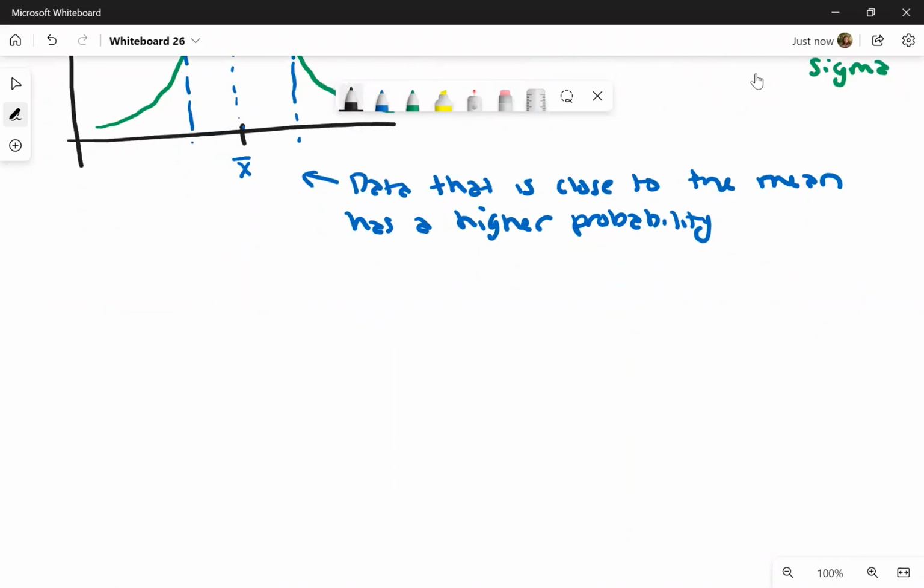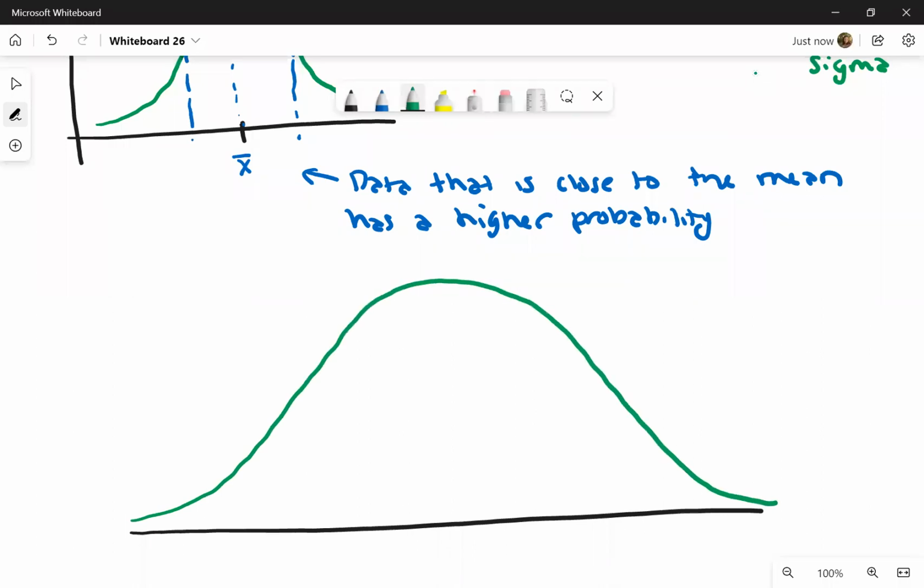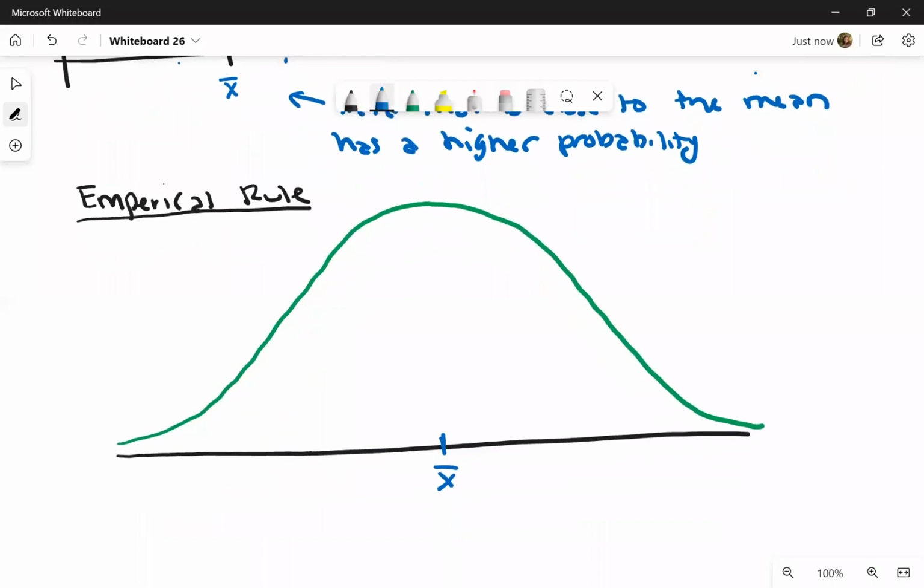So here's what I'm going to do. Give myself a nice big bell-shaped curve here to work from. And we're going to talk about the empirical rule. Okay, so the empirical rule is a way of saying how much data is around the mean. So what we use to measure data around the mean is the standard deviation.